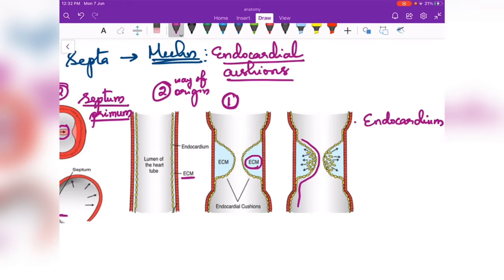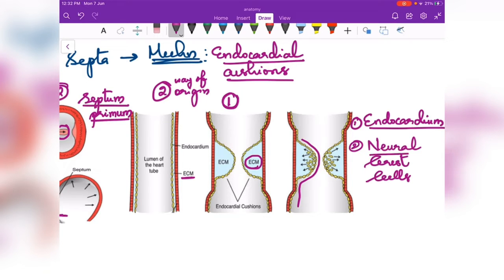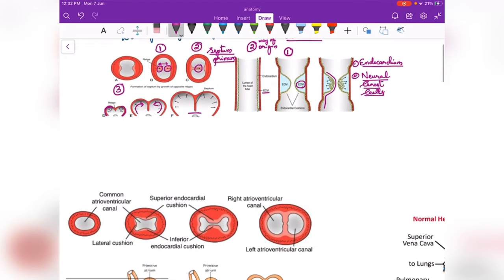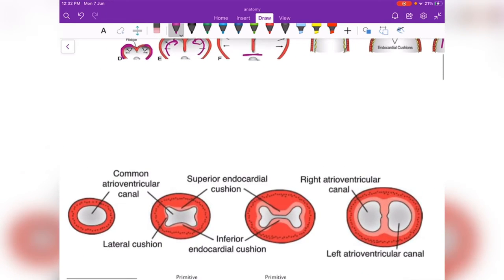And the second way is from the neural crest cells. So these are the two ways the cushions can originate, and it varies for each septa, which I will explain later when the respective portion comes. First we will talk about the atrioventricular septum.